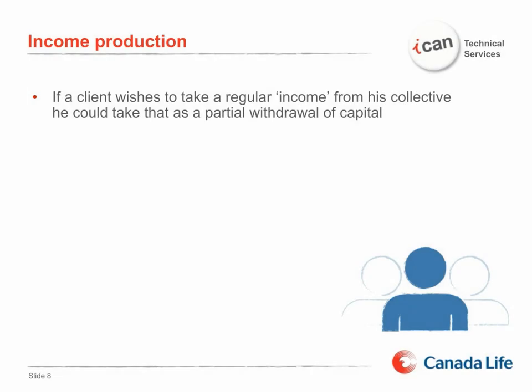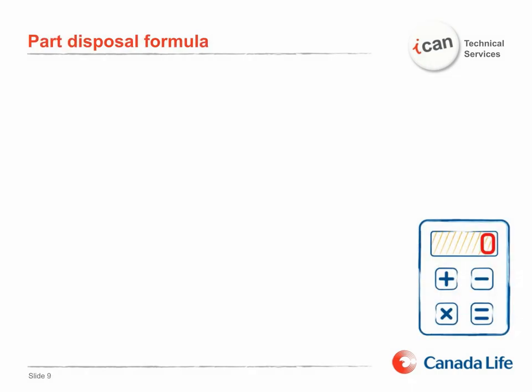If a client wishes to take a regular income from any collective, apart from taking any natural income which is produced, he could instead take that as a partial withdrawal of capital by using the part disposal formula. This is commonly called the A over A plus B formula. What we're going to do is to calculate how much of the withdrawal is actually original capital so that we can then determine the capital gains tax position.